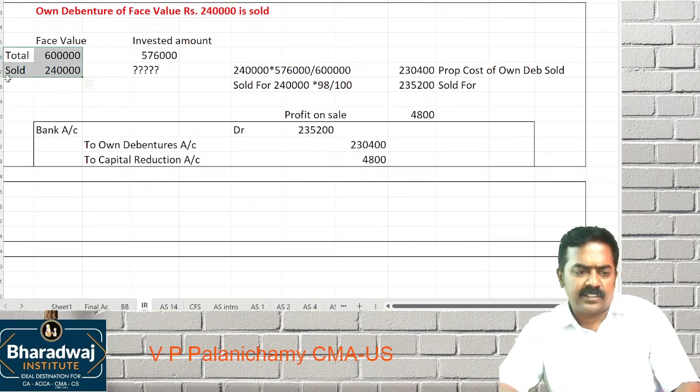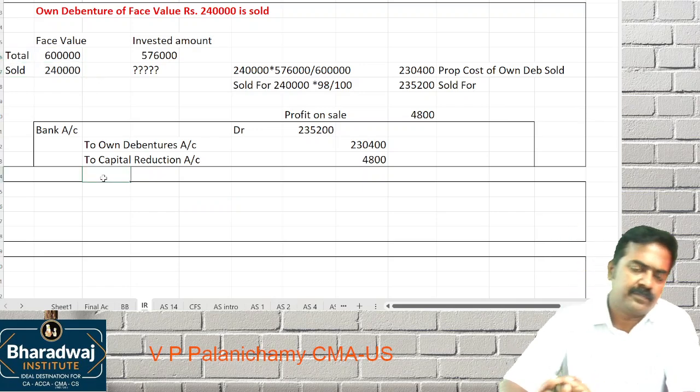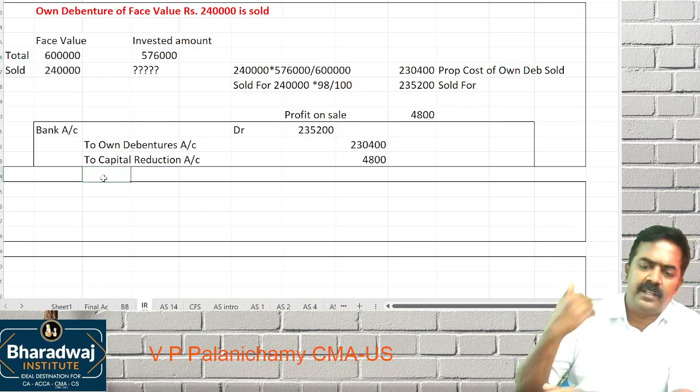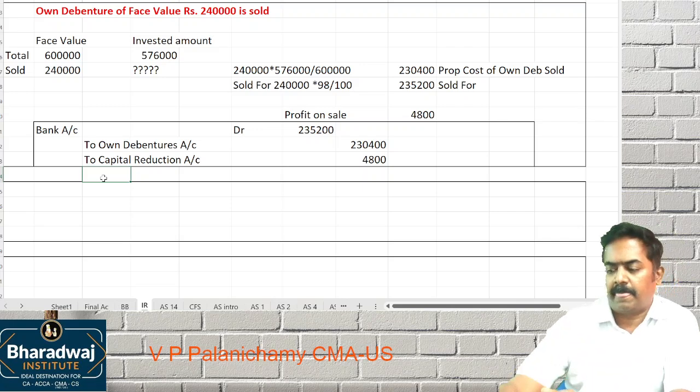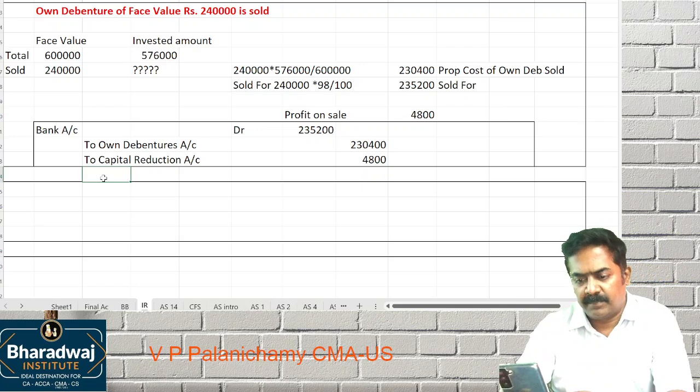Out of 6 lakhs, 2 lakh 40,000 face value of own debentures are sold. Sold means the company has sold and got the money. Take it up. Please take it up.